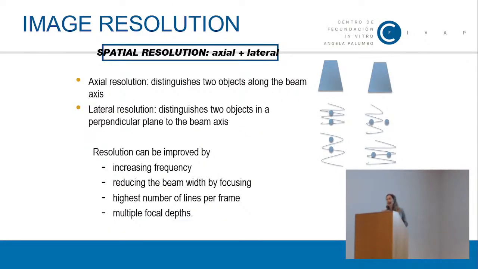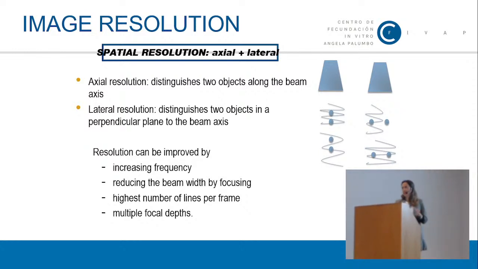When we are performing an ultrasound, what we are looking for is the best image resolution. On one hand, we have the spatial resolution that has two aspects: the axial resolution, that is the ability to distinguish two objects that are in the same axis of the ultrasound beam. And we also have the lateral resolution, that is the ability to distinguish two objects that are in a plane perpendicular to the ultrasound beam.